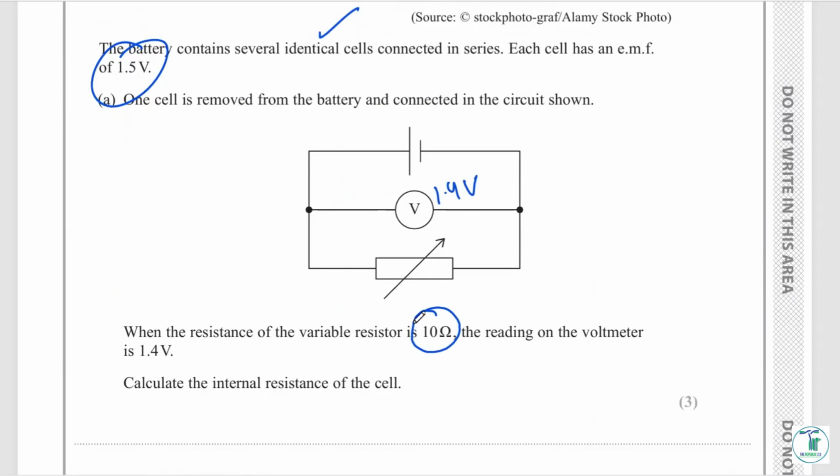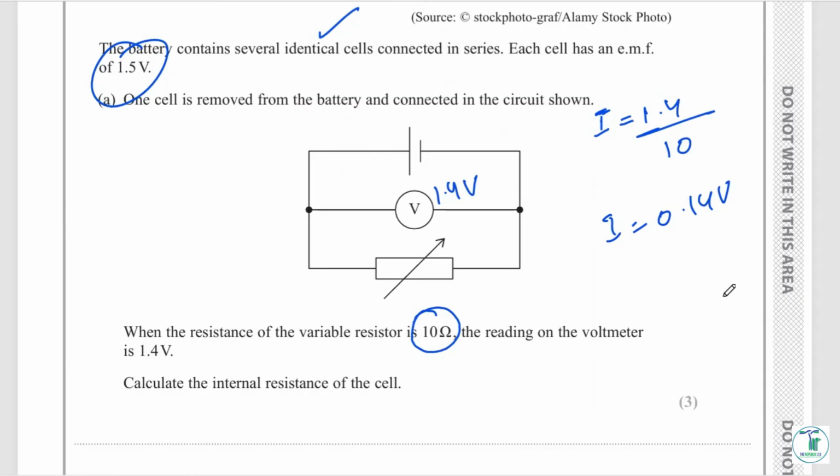So first of all, if you've got this 1.4 volts, I'm going to calculate the current, right? Since V is equal to IR, I should be equal to V upon R, right? The voltage in the circuit is 1.4, divided by the resistance, which is 10. So the current that I'm going to get is going to be 0.14, right?